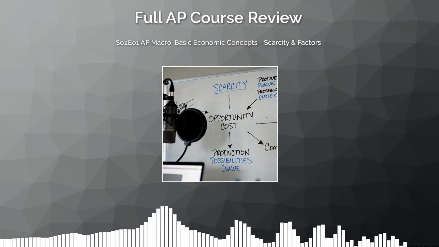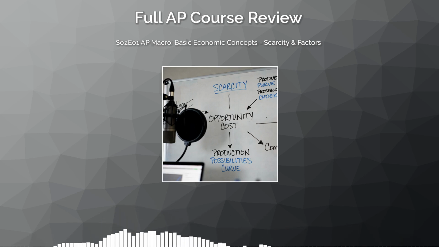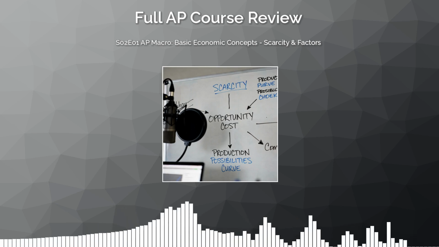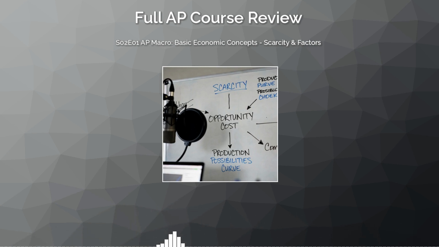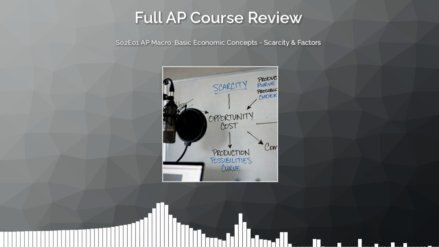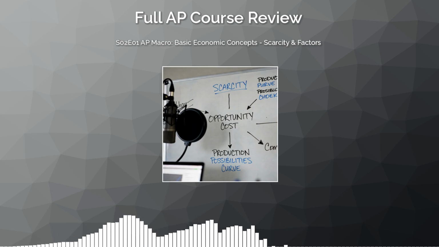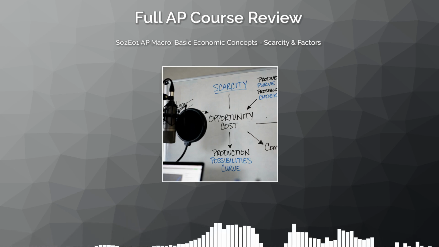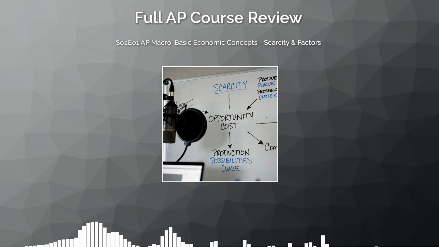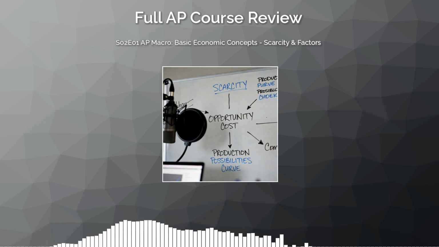Capital. And this is a classic AP trap, so pay attention. Capital in economics does not mean money. Capital means physical capital, the tools, machinery, factories, and equipment used to produce other things. The money you use to buy a factory is financial capital, but the factory itself is economic capital. Students mix this up constantly on the exam, so burn that distinction into your brain.